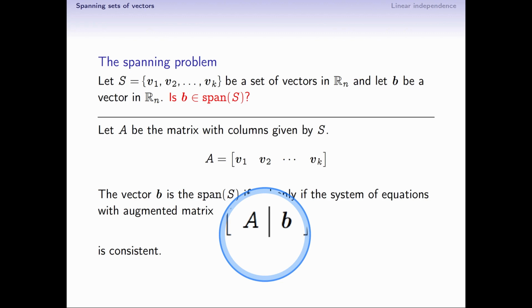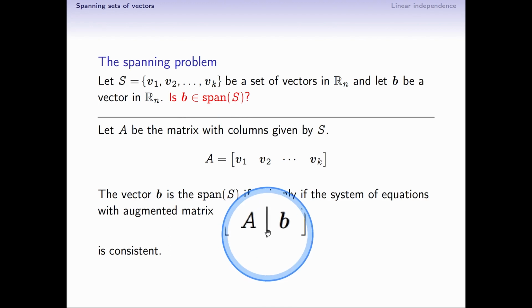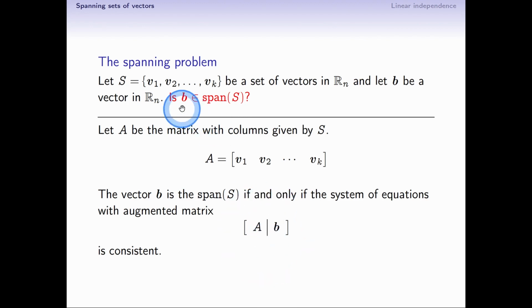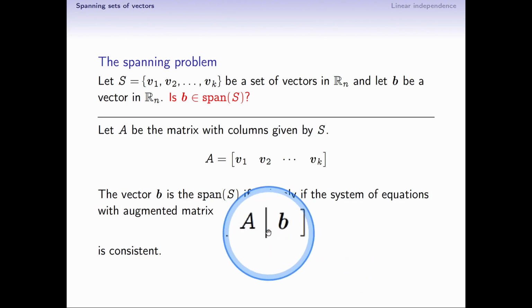If that is a consistent system, then b is in the span of S. And if this is an inconsistent system, then b is not in the span of S. And so this gives us an all-purpose method for testing the question, is b in the span of S? It's equivalent to asking, is this system consistent or not?